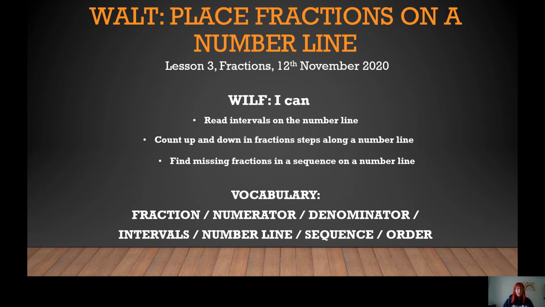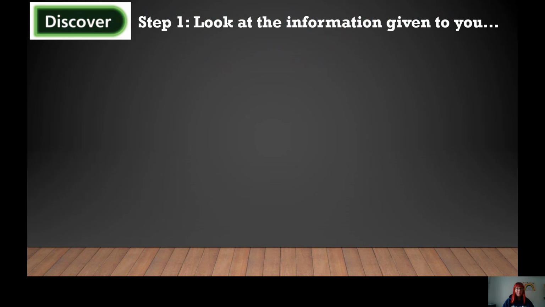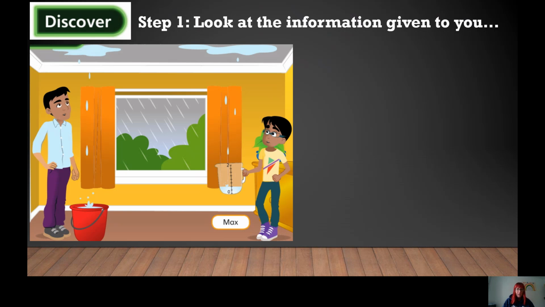Right, shall we get started? Discover. As per usual, let's look at the information that's been given. Okay, so we've got 2 people here. It looks like maybe a grown-up, maybe a son. So we've got Max, and let's say that's his dad.